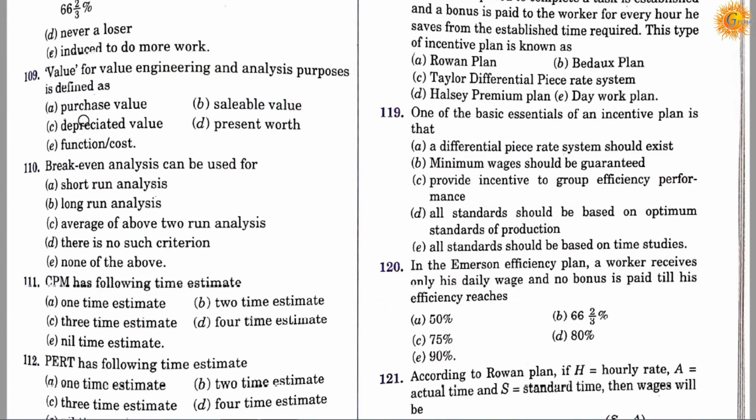Question number 109. Value for value engineering and analysis purposes is defined as option A, purchase value. Option B is a sellable value. Option C is a depreciated value. Option D is a present worth, and option E is a function or cost. So correct answer is E. Value for value engineering and analysis purposes is defined as function or cost.